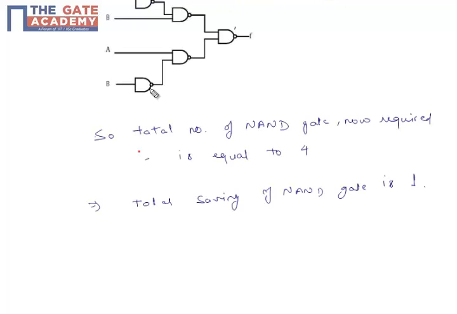Now the total number of NAND gates required is equal to 4. Previously we required 5 NAND gates to represent our circuit, and now we are using only 4 NAND gates. So the total saving of NAND gates is equal to 1, which is our answer.